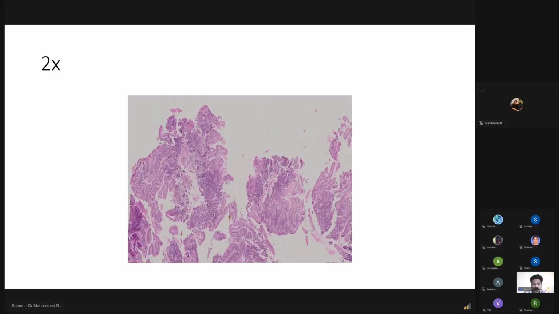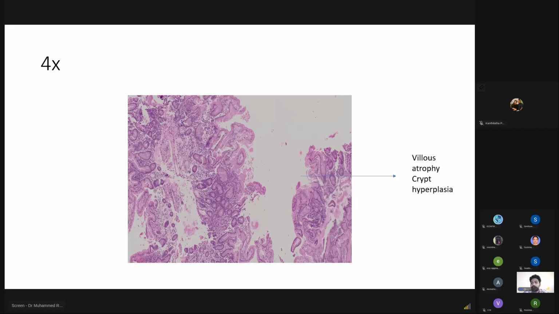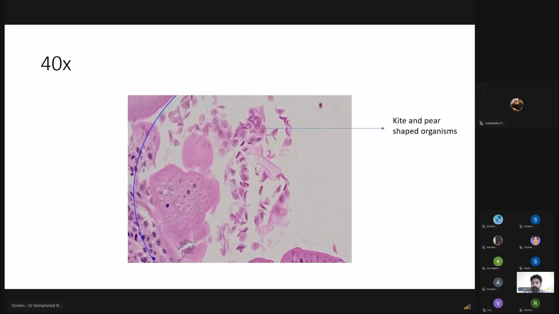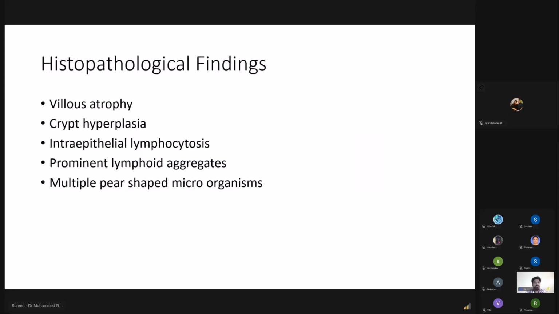Coming to the second region of interest, in the 2x view, you can see that the crypt hyperplasia is there. In scan 4x view, we can see villus atrophy with crypt hyperplasia. In 10x view, we can see prominent intraepithelial lymphocytosis in the entire slide. Coming to the second region of interest, we are seeing some kite and pear-shaped microorganisms. From the histopathological findings, we are seeing villus atrophy, crypt hyperplasia, intraepithelial lymphocytosis, prominent lymphoid aggregates, and multiple pear-shaped microorganisms.